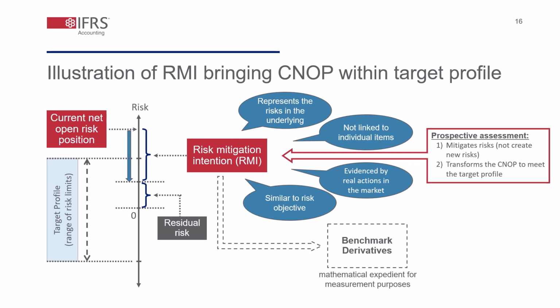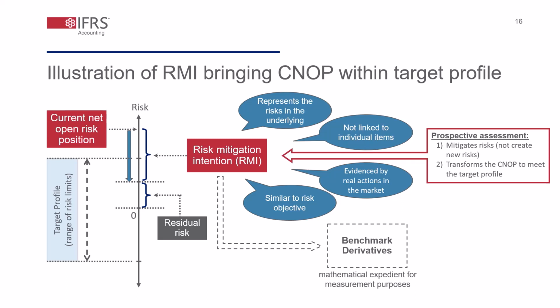For example, when an entity decides to mitigate 60 in PV01 terms out of a total current net open risk position of 100 PV01, it does not need to specify whether that 60 PV01 is made up of 60% of all underlying positions or a particular subset of underlying positions that have a total PV01 of 60.